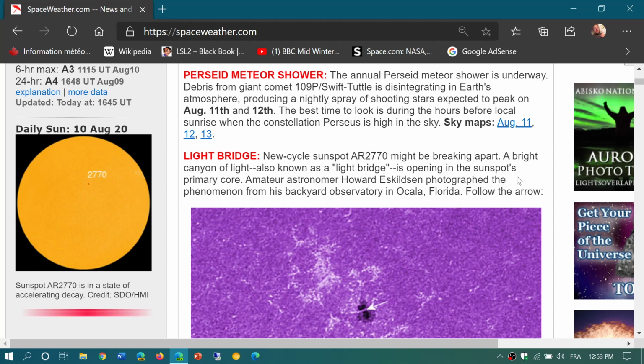So we're moving ahead. Solar cycle 25 is coming up, and we have passed the minimum. So I think that's good news looking forward.